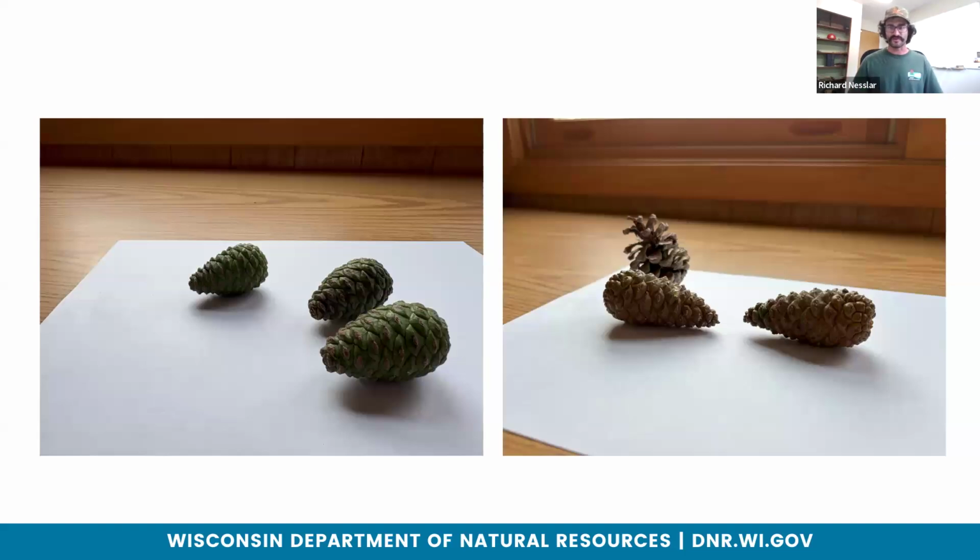Here I just have 2 cones next to each other. On the left, we have a red pine cone. Notice they're a little bit rounder, and they're a little bit more symmetrical, and the tips do not come to a distinct point. On the right, you have an Austrian pine cone. The scales on that cone are a bit more angular and protrude outwards. And then you can see it's a little bit more slender, and that tip of the cone is going to come to a point.